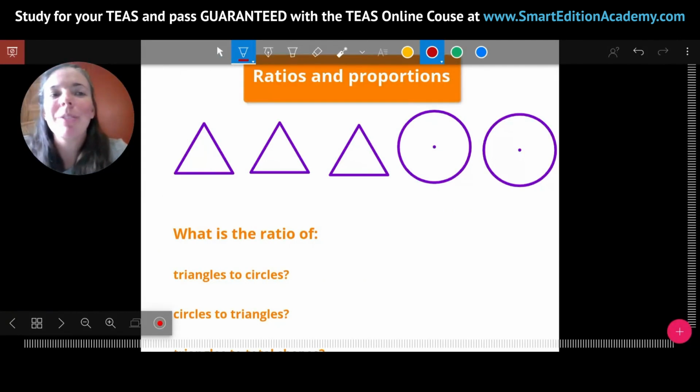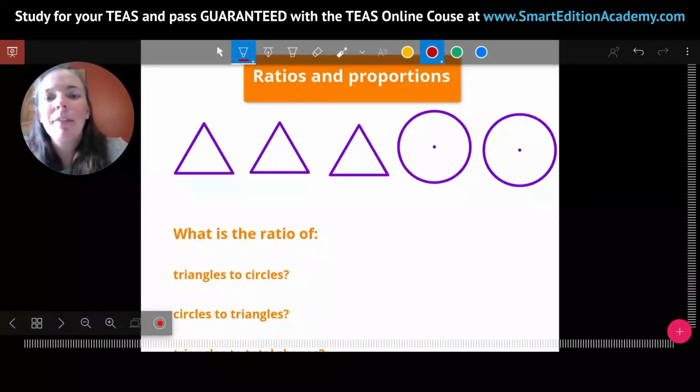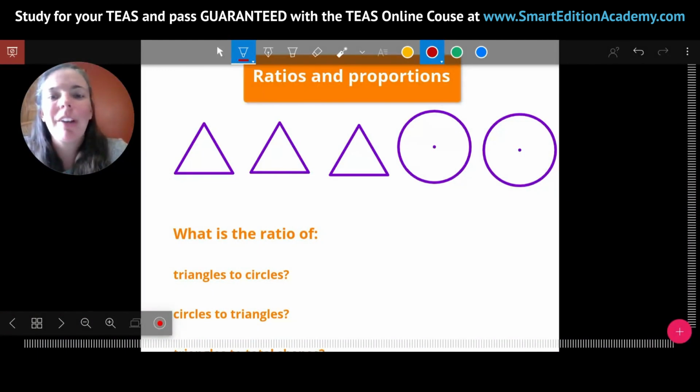Okay, let's talk about some ratios and proportions. So I have drawn a little picture here. I've got triangles and I've got circles. So let's figure out what is the ratio of triangles to circles.